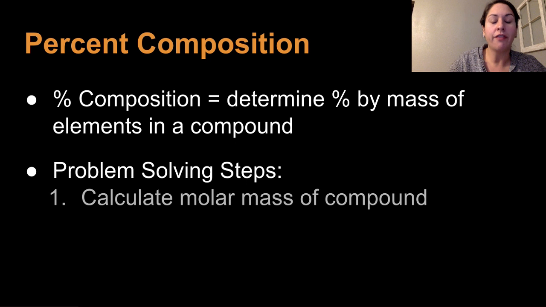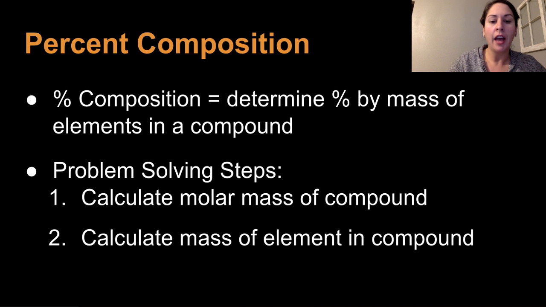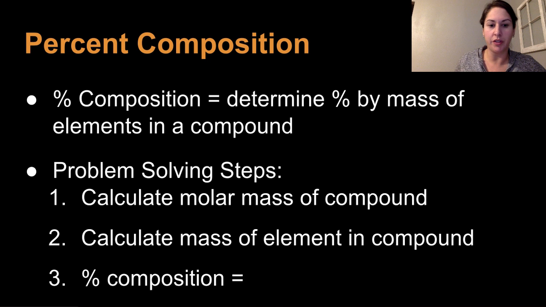So the first thing that I have to do is calculate molar mass. And like I told you guys in class and in the last video, we really work with molar mass the remainder of this year. It's just a constant thing that we're always calculating and using in chemistry. After we've calculated molar mass, we're going to calculate the mass of a particular element in a compound, or maybe all of the elements in the compound. And so we want to know the specific mass of those elements in the compound. And then finally, what we do is we determine our percent composition. And so we have an equation to do this.